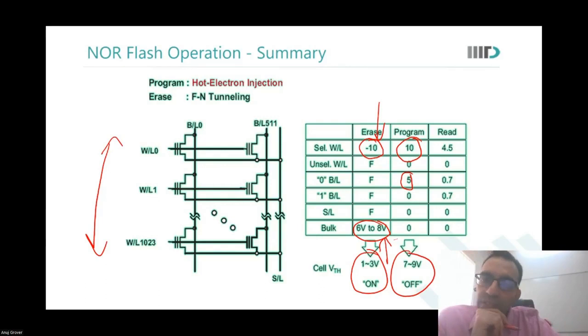Is this clear? Any questions? Sir, what does F mean in this? Floating.